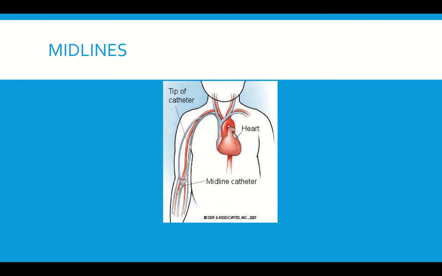We use this type of line when the patient is going to be on a medication that is a known vesicant, something that we know is detrimental to tissue if it infiltrates. It's also used for patients who are going to be on medication for longer than 5 days, but less than 28 days. It can also be used on your patients that just have poor vascular access.